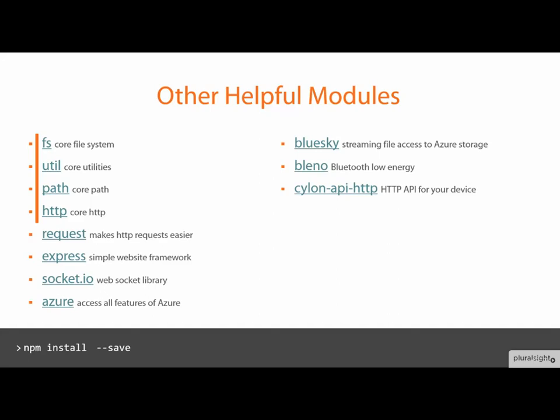And then there's a module by Cylon called the Cylon API HTTP. This is what you're going to use if you want to create an HTTP API for your device. Keep in mind that HTTP is just one of the three protocols that Cylon supports for its APIs. You can also use MQTT and Socket.io.